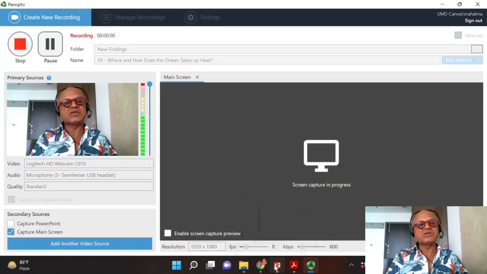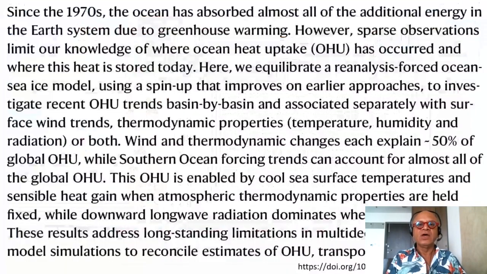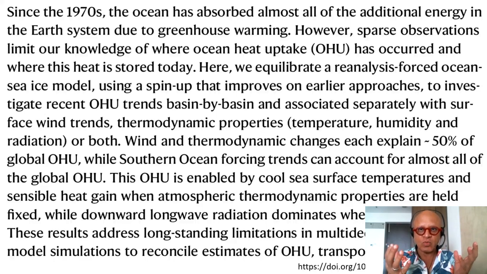Okay, we have mentioned several times along the way in different courses that the ocean takes up 93% of all the additional heat that is being trapped because of the increased greenhouse gases and the reduced energy output to space, which is what causes global warming.